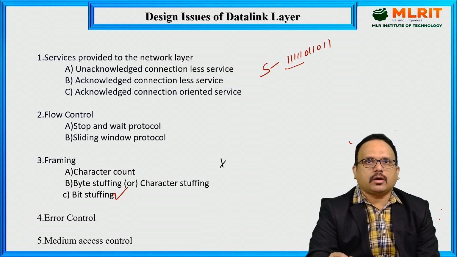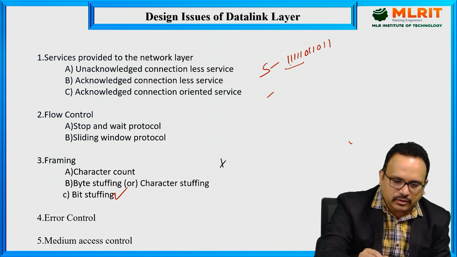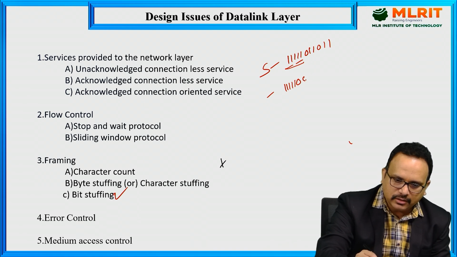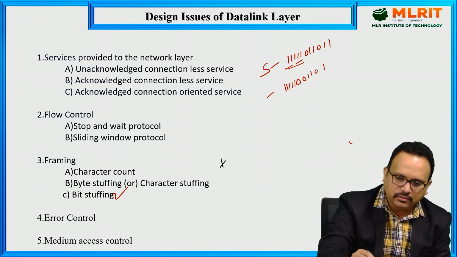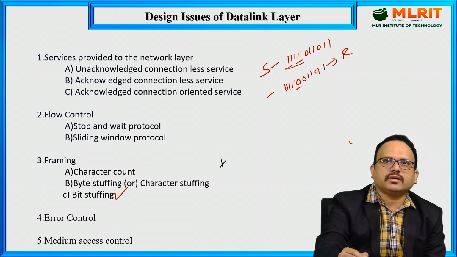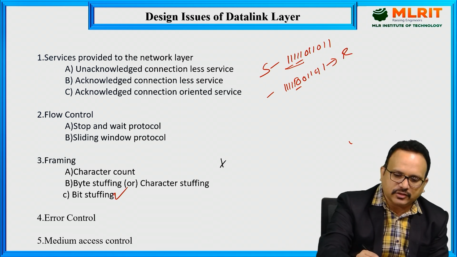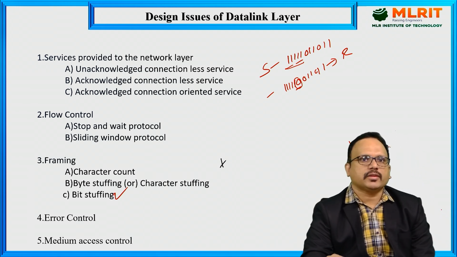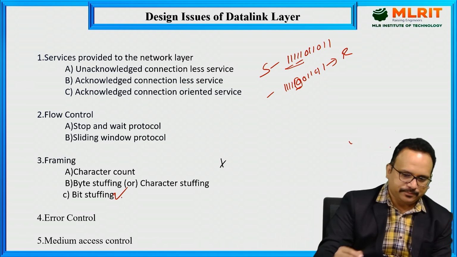So in order to differentiate between the flag and the data, whenever 5 consecutive ones appear in the data, it will be stuffed with one more extra 0. That we call bit stuffing. So here there are a total of 5 ones, 1 2 3 4 5. After that it will be stuffed with one more 0, and then the remaining data 0 1 1 0 1 1. So this is the stuffed data. This will be transmitted to the receiver. Whenever the receiver receives this data, it will simply de-stuff this particular 0 and consider the rest of the bits as the data. That we call the bit stuffing concept.